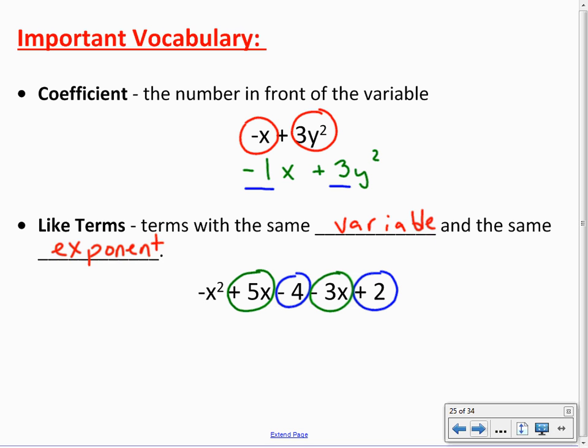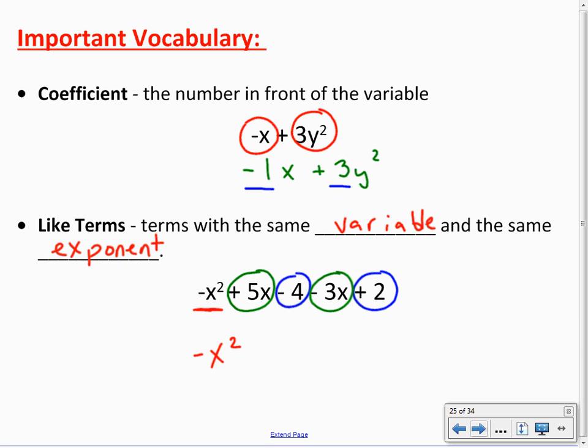Now the reason that I can't combine the 5x and negative 3x with the negative x squared is because the negative x squared has a different exponent. Yes, it has the same variable x, but it doesn't have the same exponent, which is the second rule. So if I wanted to combine these like terms, it would look like this. Negative x squared didn't have anything to combine with, so it just stays negative x squared. We drop it down.